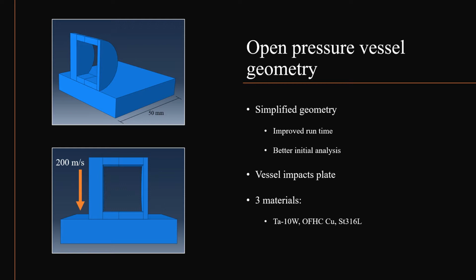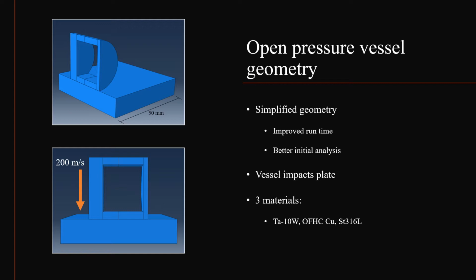Because the geometry of most pressure vessels is very complex, using a simplified model to determine where and how the shear bands form can improve the runtime of the simulation, while still providing valuable information. The simplified geometry I used is a 1 by 1 inch cylinder with a rectangular hole in its side.